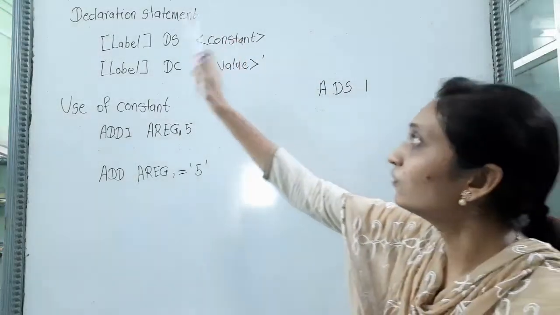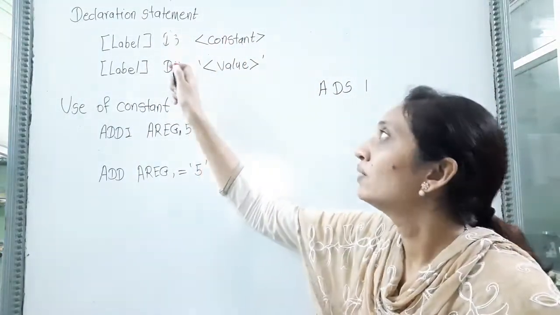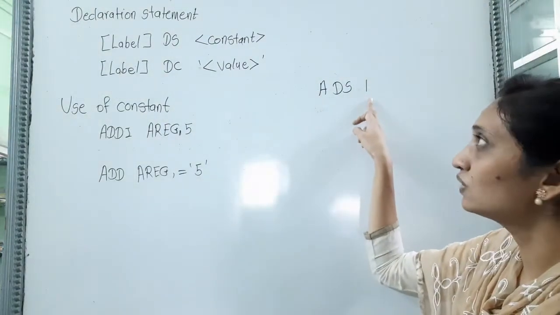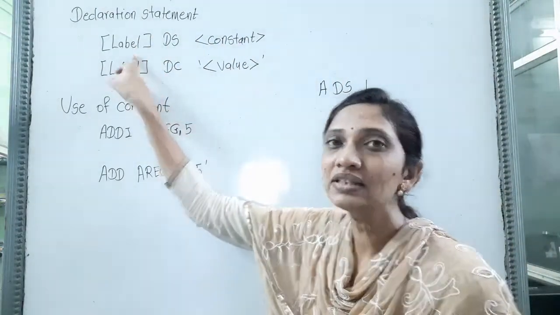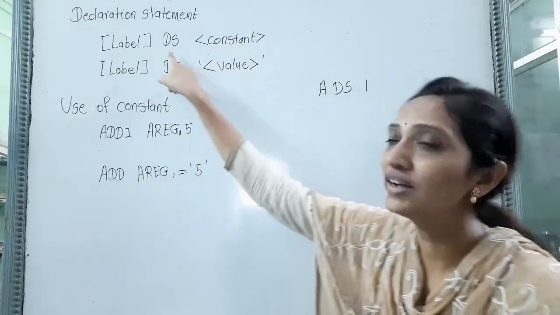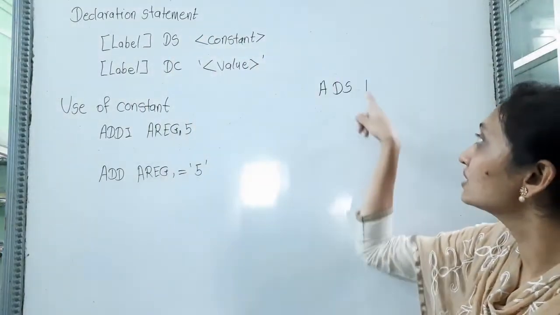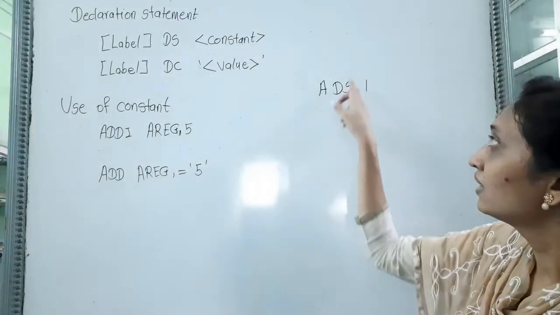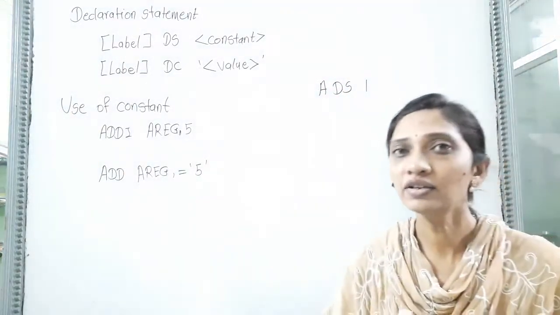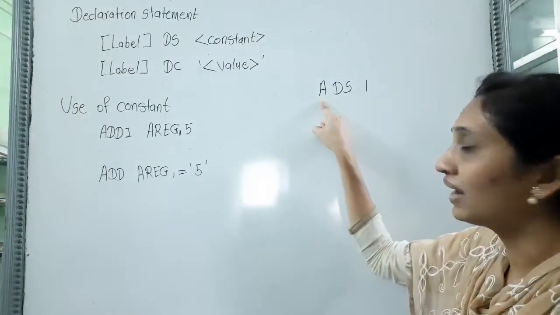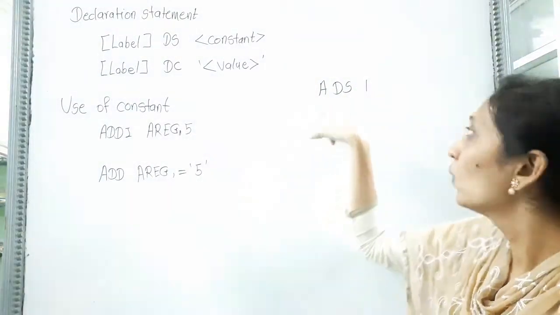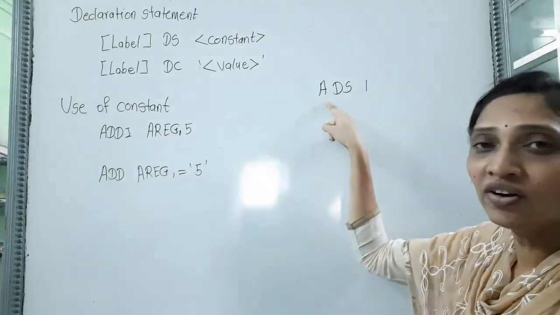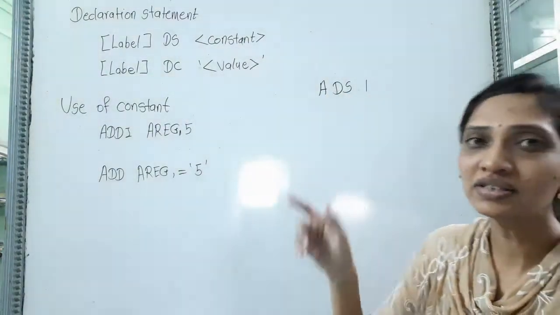Now if we use the first option, we declare a storage like this: A DS 1, which means the label is given as A, then DS, and then the constant we specify is 1. What does this statement suggest? DS means declare storage, so for A, one memory word is reserved.